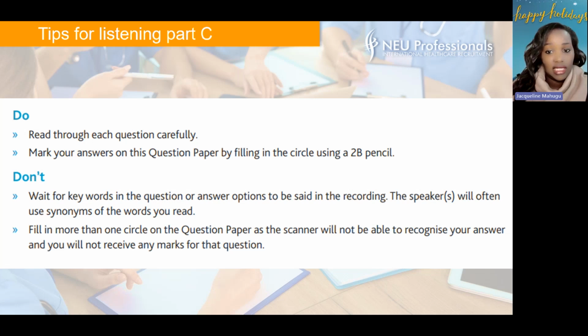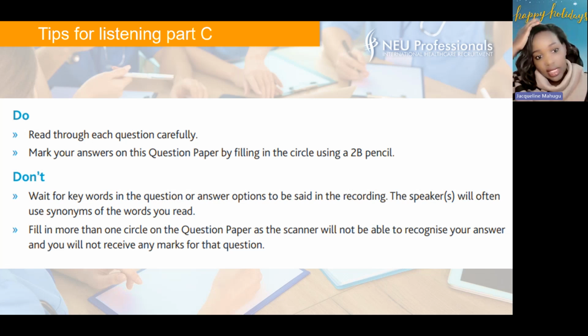around 15 minutes. So as always, and just like we have mentioned for part B, read through each question carefully. Then make sure that you mark your answers using a 2B pencil. Then, in part C, don't wait for keywords in the question or answer options to be said in the recording. So you've seen a keyword in the question and you're like, hey, this keyword is the one that I will listen for. So don't do that.